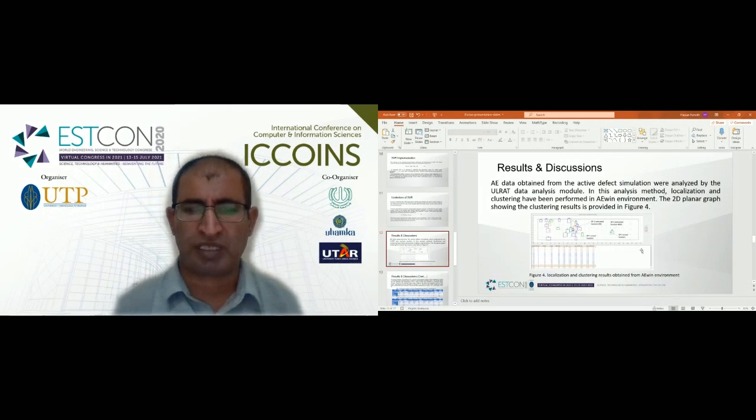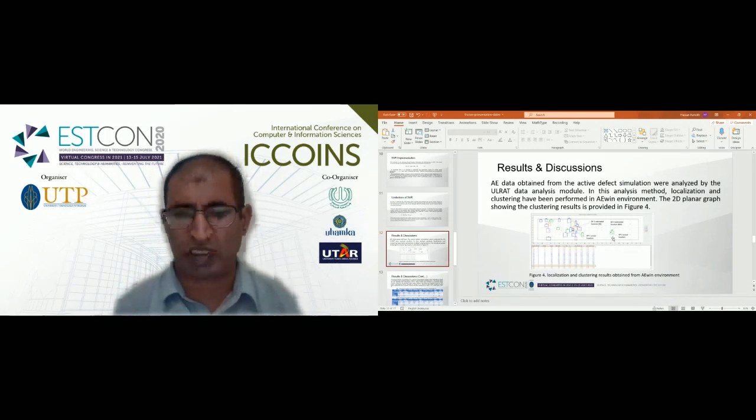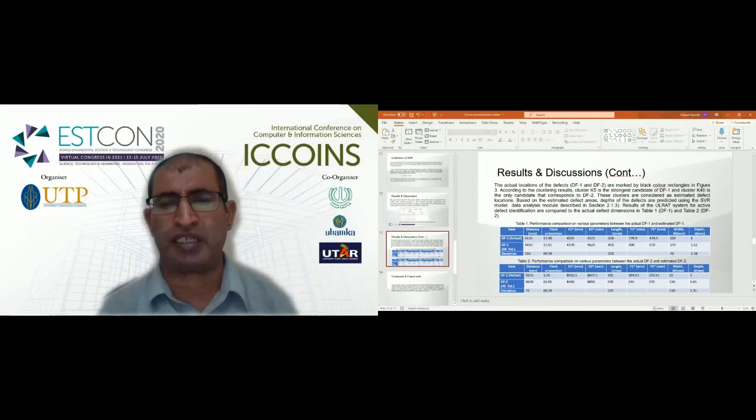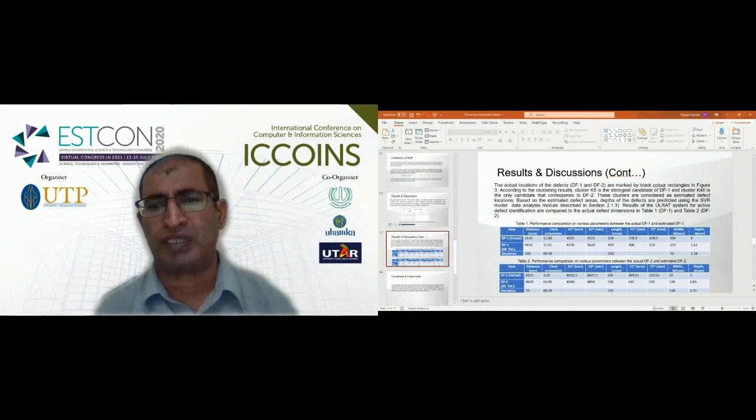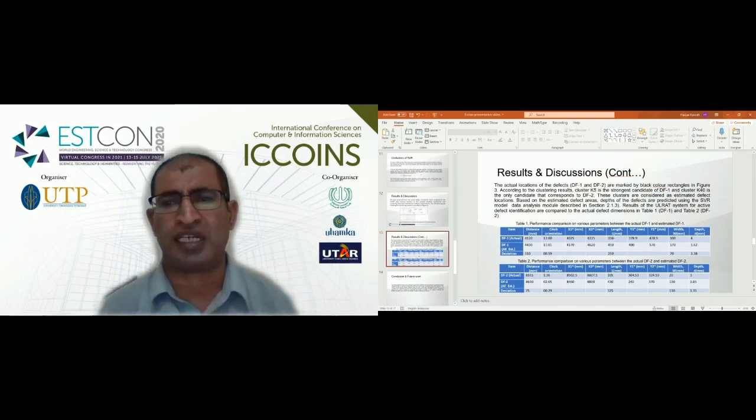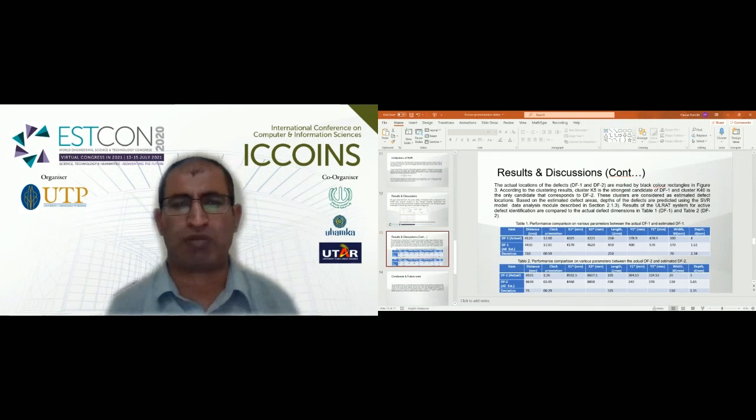We can see in the diagram that for defect 1 and defect 2, the black rectangles are the original defects, and cluster K5 is the strongest candidate for defect 1, while K40 is the only candidate that corresponds to defect 2. These clusters are considered the estimated defect locations. Based on the estimated defect areas, depth and defects are predicted using the HDR model.